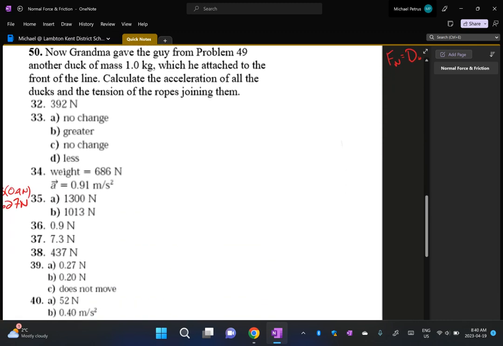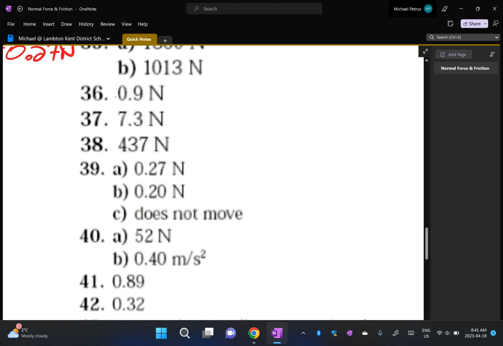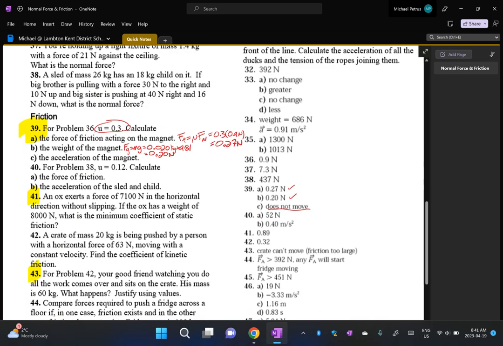So I'm just going to double check that I didn't miss something. And then there it is, number 39: 0.27 newtons, 0.2 newtons, and it will not move. And that's the reason that it will not move.